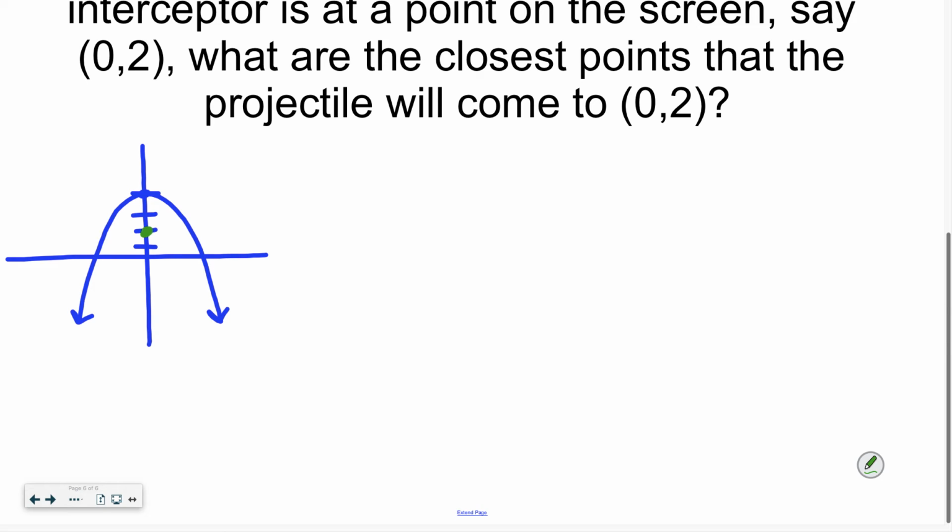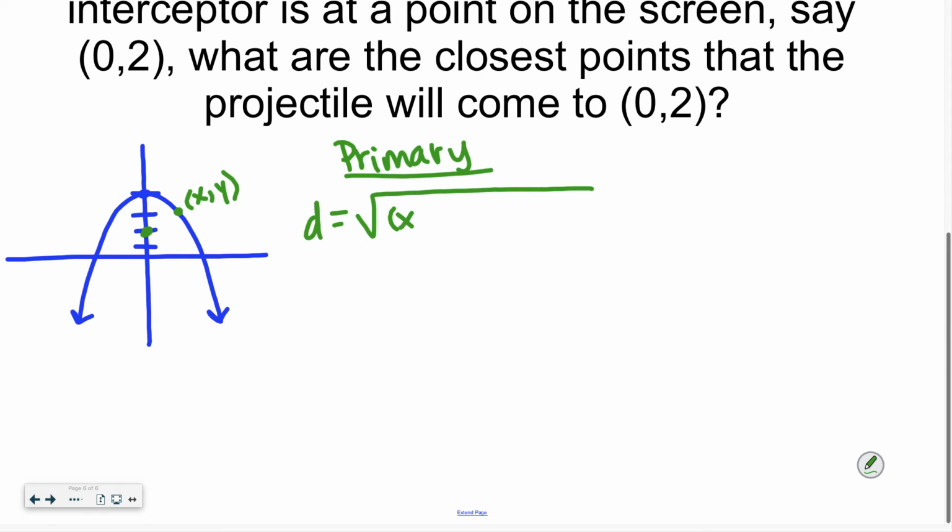Okay. So if I want the closest point, we're trying to minimize what? Distance. Ooh, the distance. Okay, so we have some random coordinate xy, and I want to minimize the distance. So our primary equation has to deal with the distance between point xy and point 0,2.